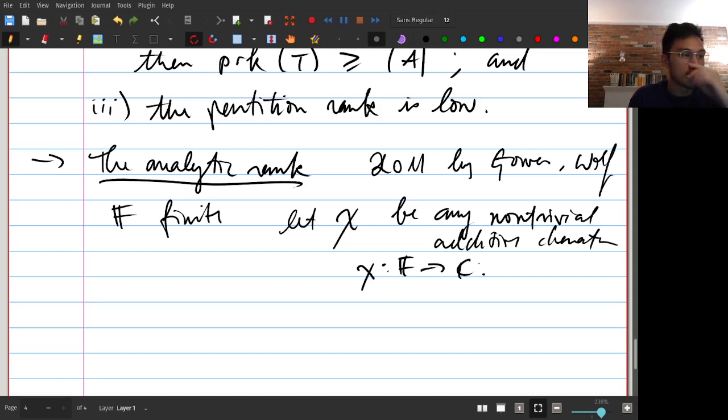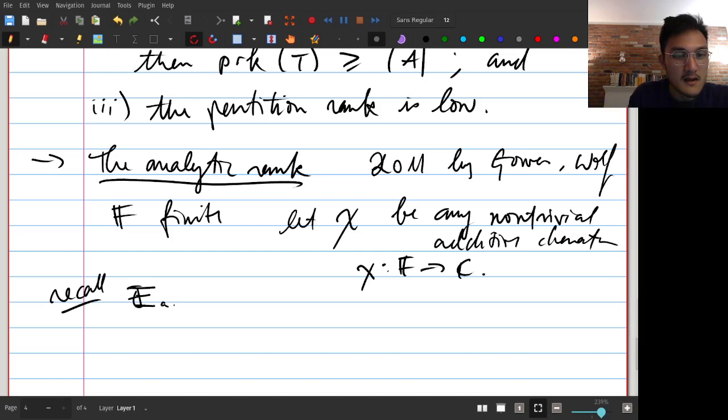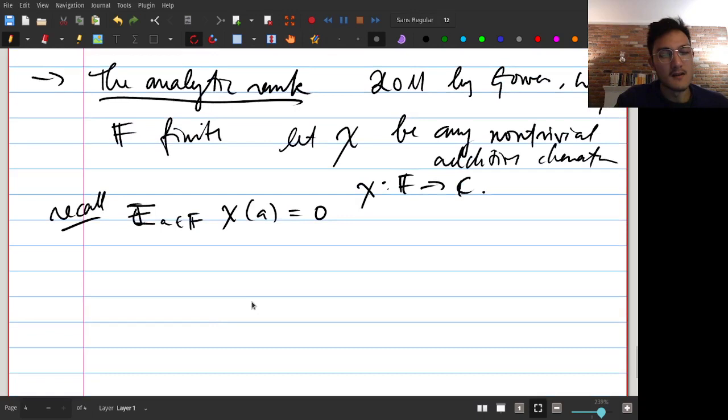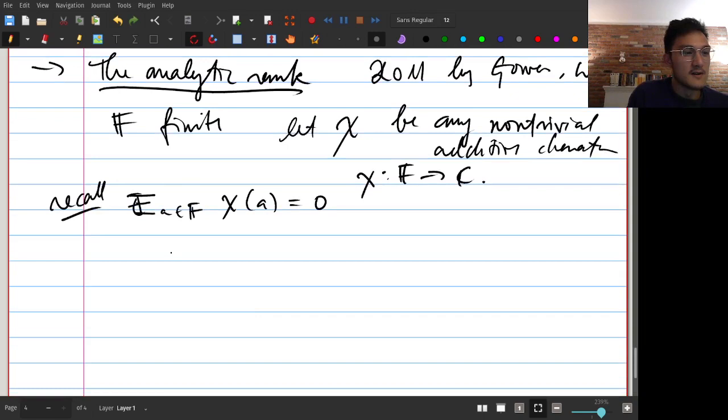For such a character, we should have seen this before, but if you didn't, it's not too hard to prove. For a in F, the average of such a character over the entire field is going to be zero. It's because the sum over any finite group is zero.